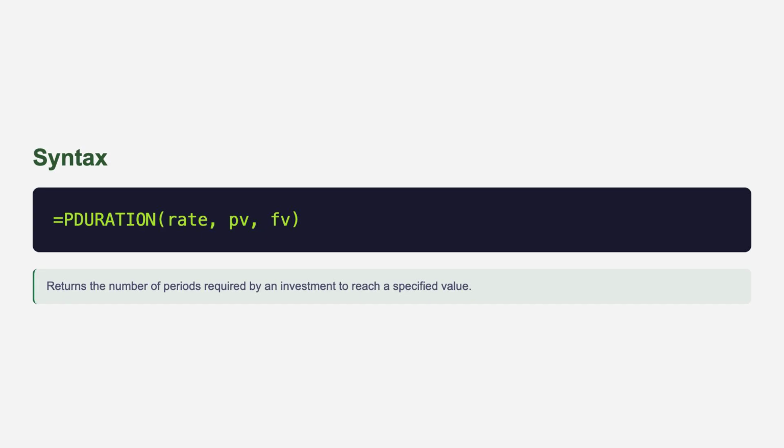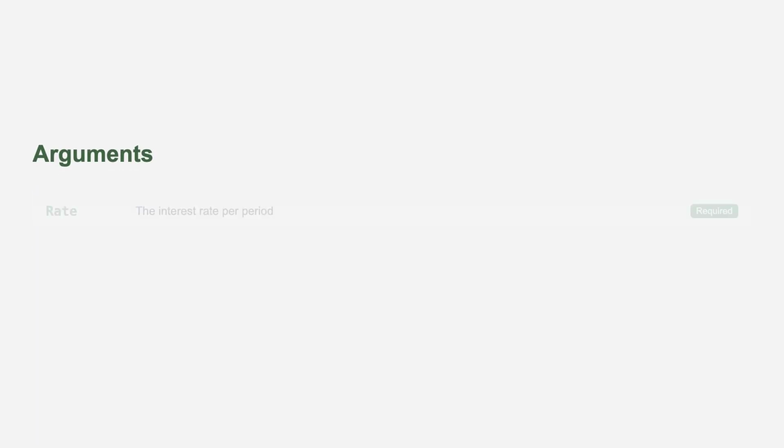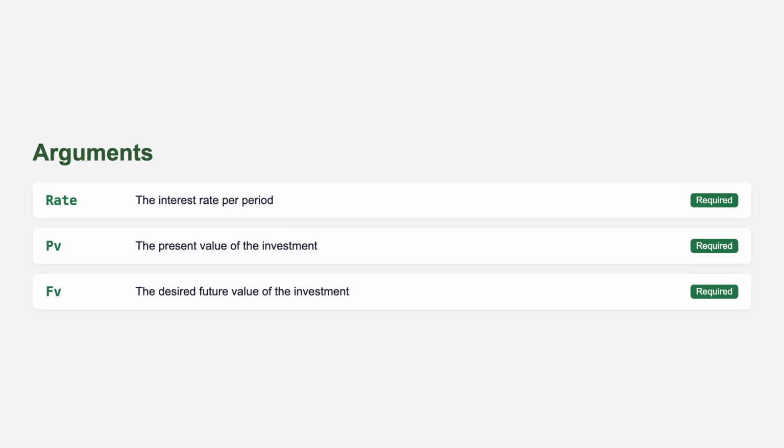All three arguments are required. Rate is the interest rate per period, PV is the present value of the investment, and FV is the desired future value you want the investment to reach.